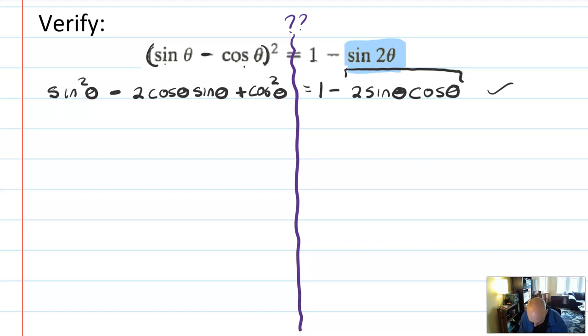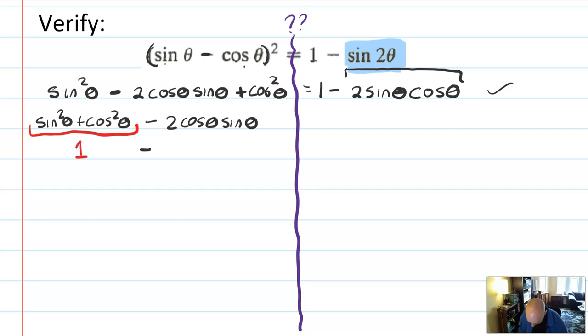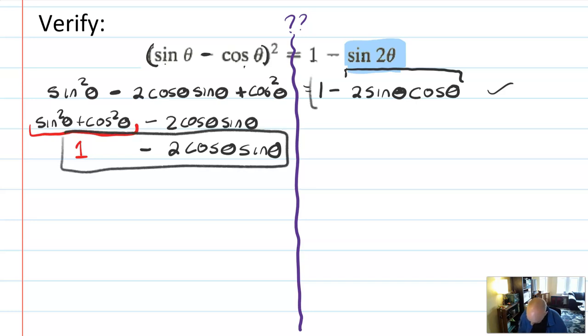You might see what to do right away. If you don't see it, I'm going to rearrange this into sine squared theta plus cosine squared theta minus 2 cosine theta sine theta. Why would I do that? Well, sine squared theta plus cosine squared theta, as we talked about earlier, is always equal to 1. So I have 1 minus 2 cosine theta sine theta, and at this point my work is complete because I have shown that the left and right sides are equivalent.